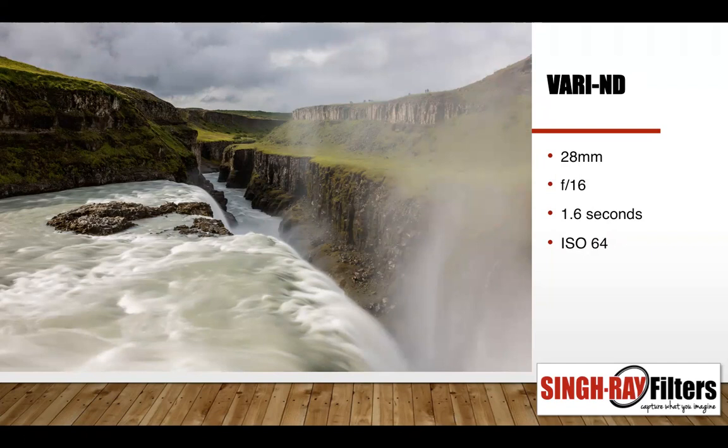And I always carry those because I never know what I'm going to need. And I'm going to talk about the advantages and disadvantages of those and when I choose to use them. So in this case, this is obviously a fairly bright light, but I'm using the variable ND filter here. And the variable ND filter is 2 to 8 stops.